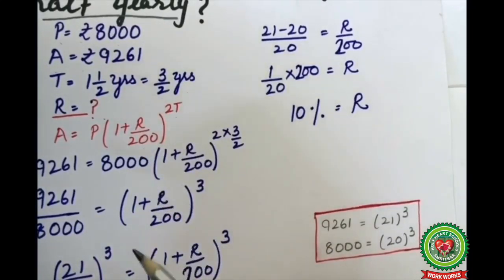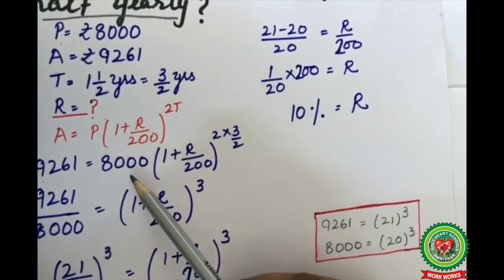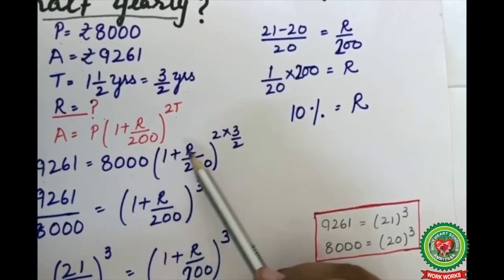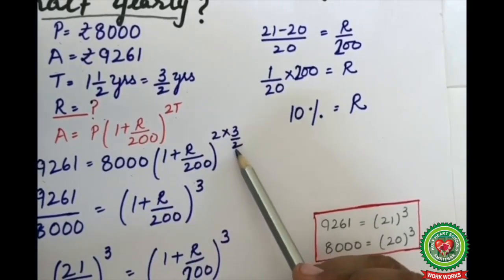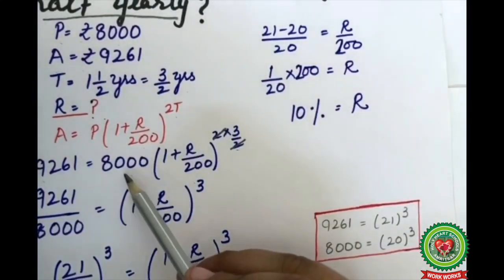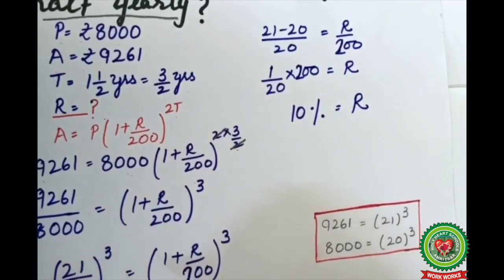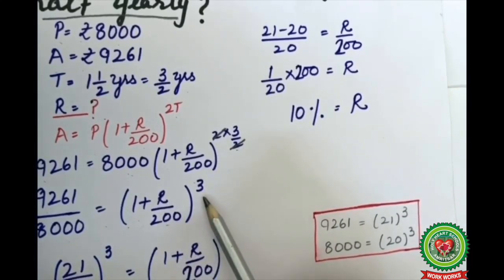Now we are going to substitute the values. On substituting, we get 9,261 is equal to 8,000 bracket 1 plus R upon 200 raised to power 2 multiplied by 3/2. Now we have to do the cutting. The 2 and 2 will get cancelled. This 8,000 will be shifted to the other side. On shifting, we get 9,261 upon 8,000 is equal to 1 plus R upon 200 raised to power 3.